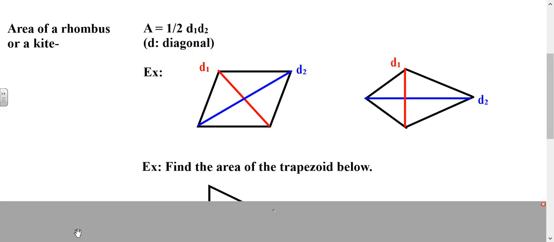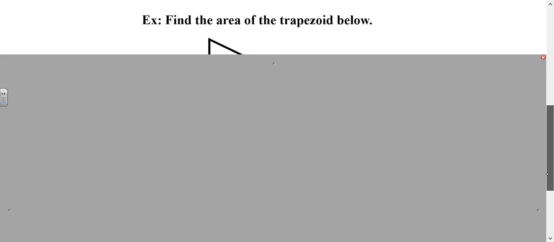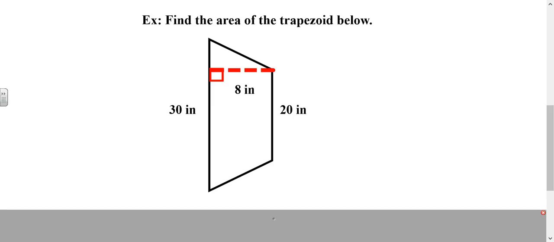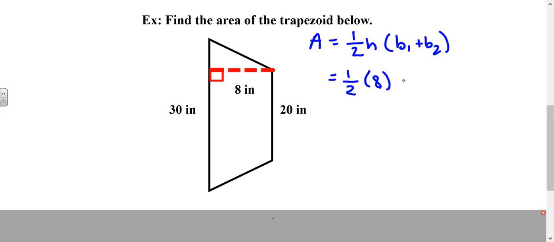So let's try some examples. So we're going to find the area of this trapezoid. And if I remember my formula, it is area equals 1/2 times the height times base 1 plus base 2. So if I'm looking at my picture, I have 1/2 times the height. So how do I tell which one is the height? Well, the height is always perpendicular to the two bases, and the bases are the parallel sides. So this one's just flipped up on its side. So the height is actually 8. And then base 1 and base 2 are 30 and 20.